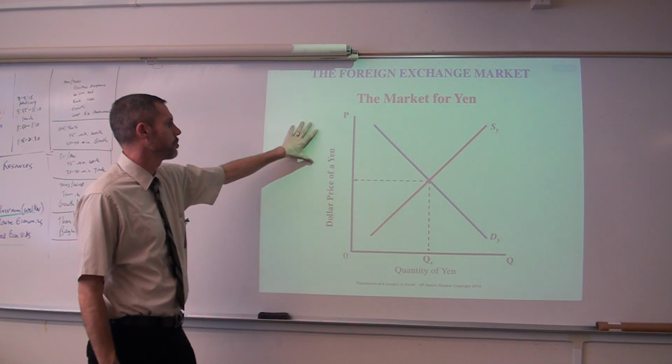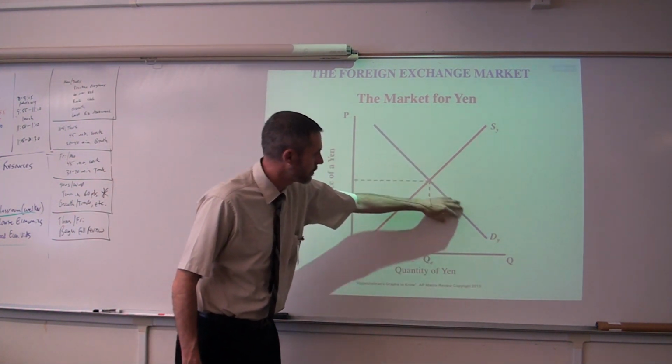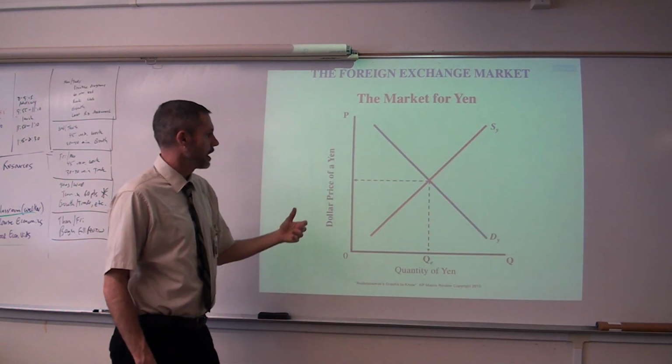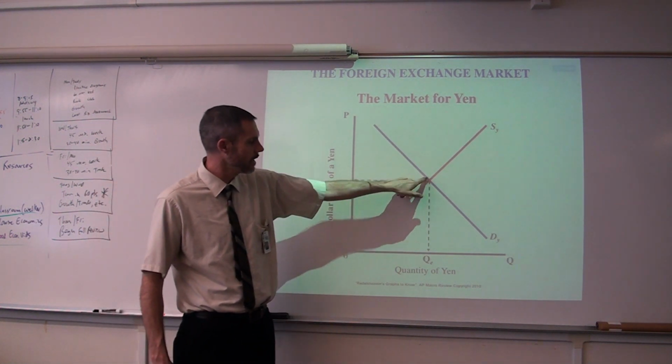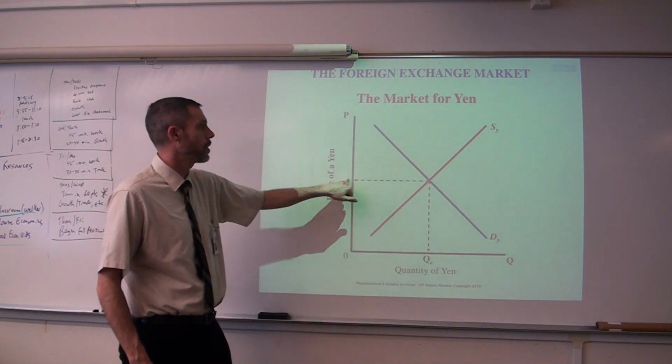So this is the dollar price of yen, the quantity of yen. There's a demand for that and a supply of that: supply of yen, demand for yen, based in U.S. dollars. How much does it cost? There's a demand and supply, and where they meet is the quantity of yen in circulation and the price of that.